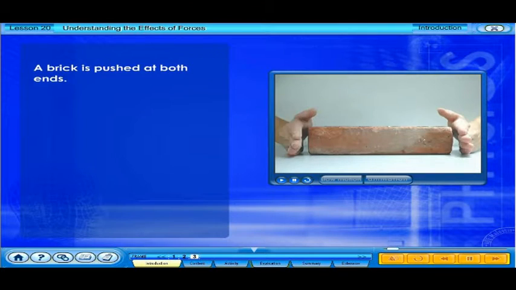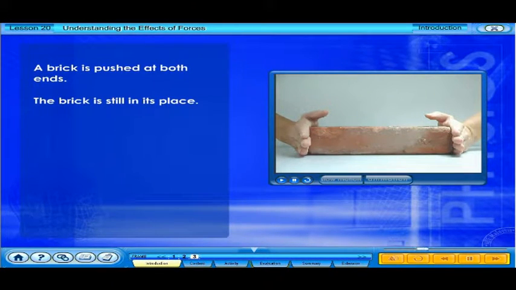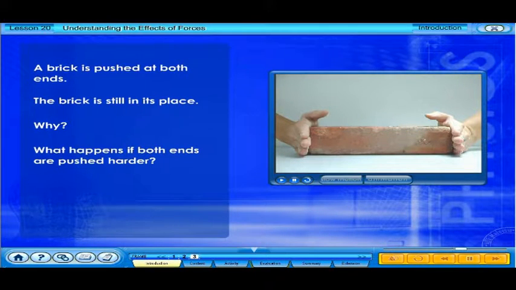A brick is pushed at both ends. The brick is still in its place. Why? What happens if both ends are pushed harder? What if only the right side is pushed harder?